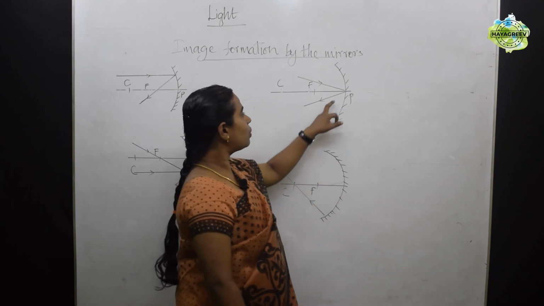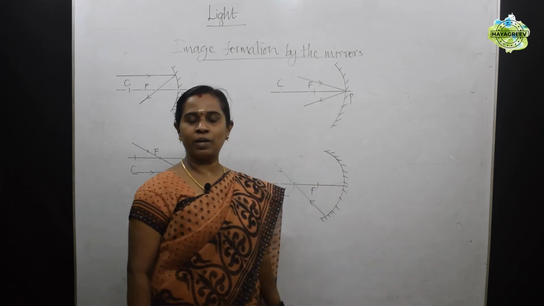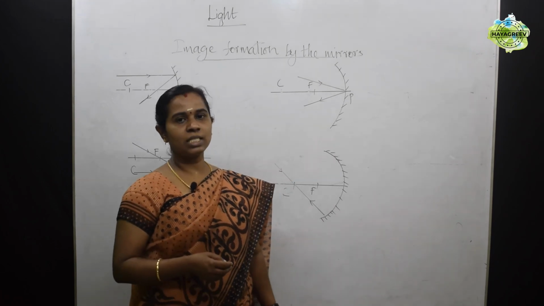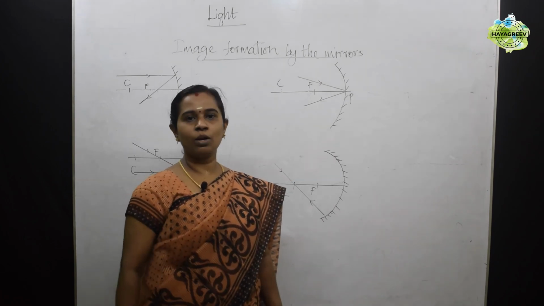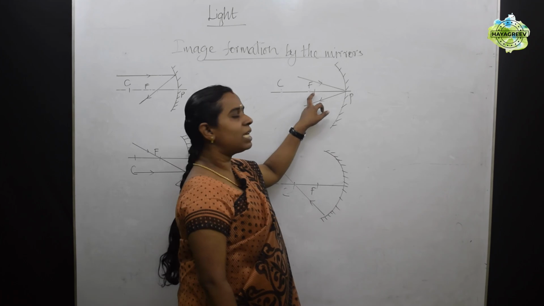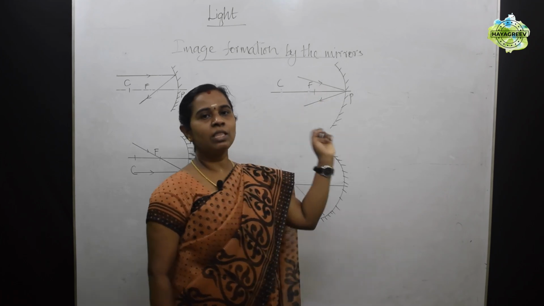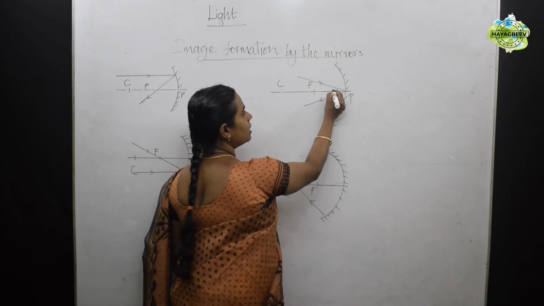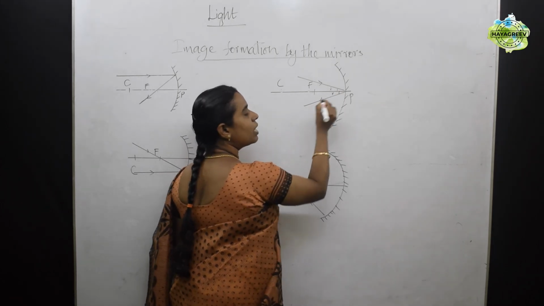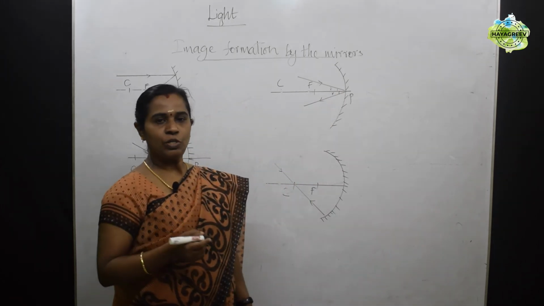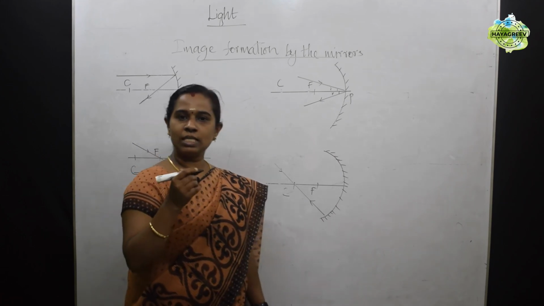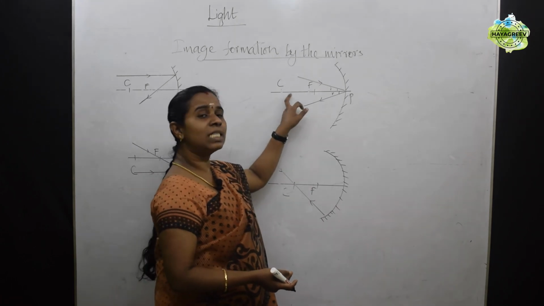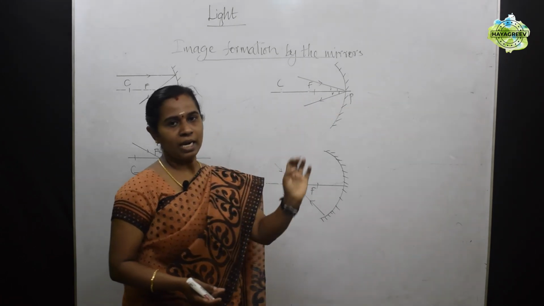Next, the third ray, which strikes directly at the pole of the mirror. It follows the laws of reflection. The second law of reflection is that the angle of incidence is equal to the angle of reflection. So it makes equal angles with the principal axis. This is the angle of incidence and this is the angle of reflection, i equal to r, both making the same angle with the principal axis.